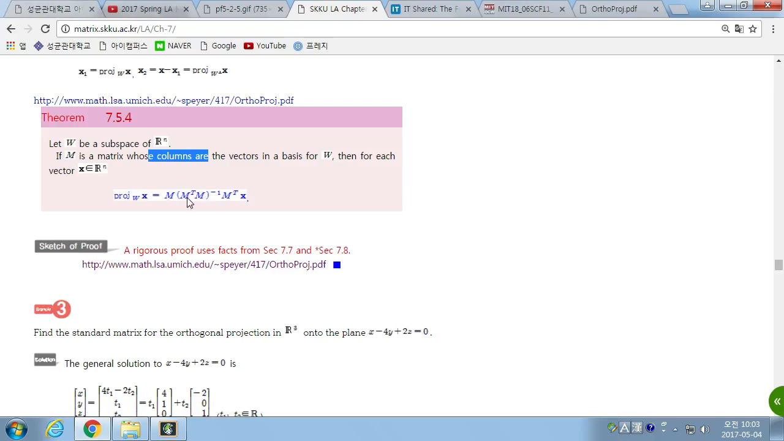Therefore M transpose M has an inverse. So we have an inverse. You have a matrix here and just multiply M and M transpose on both sides. Then this is going to be a projection matrix.